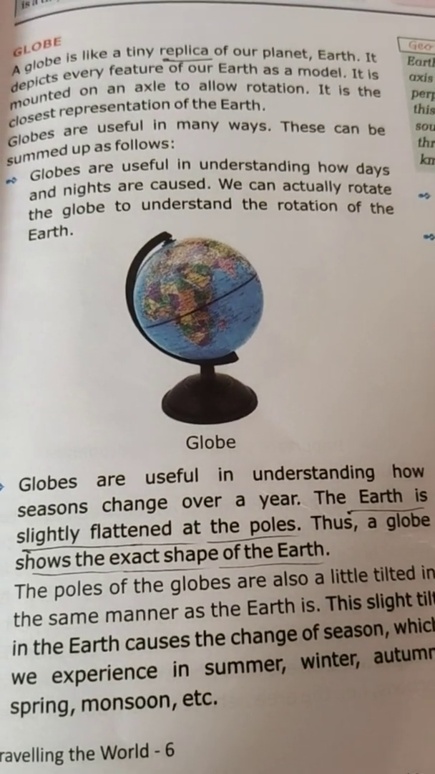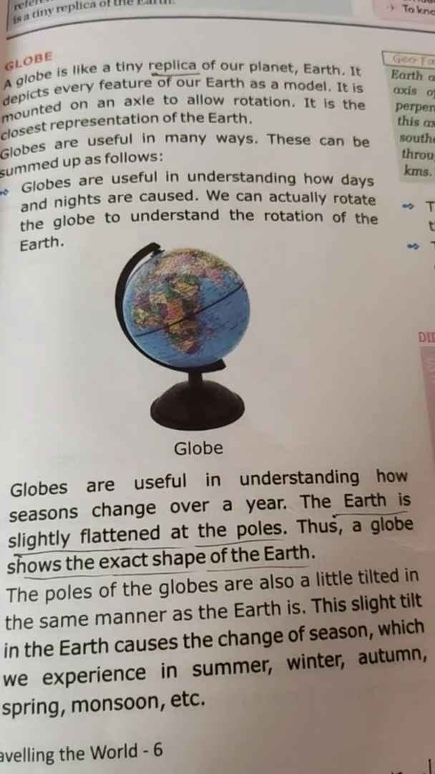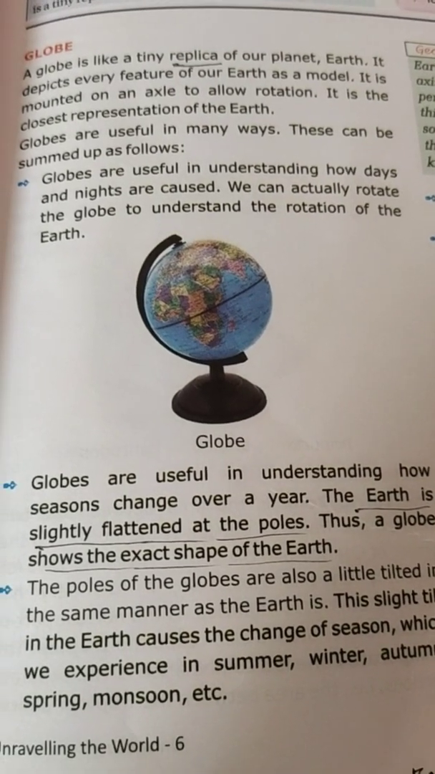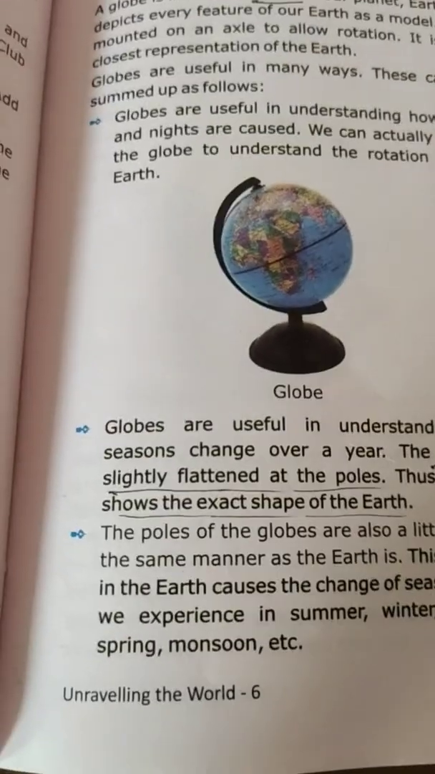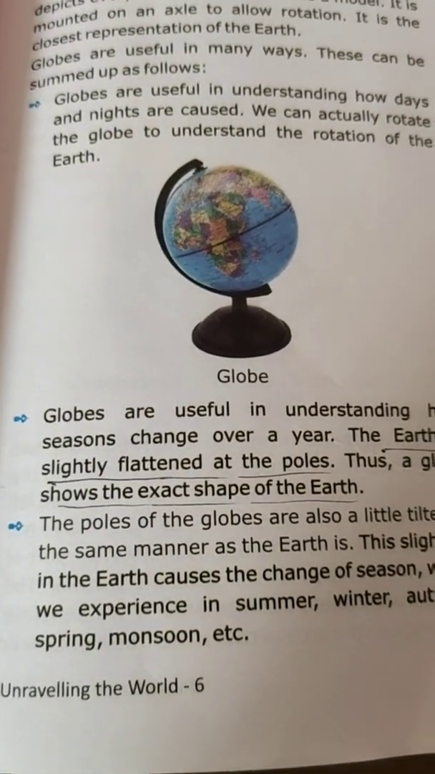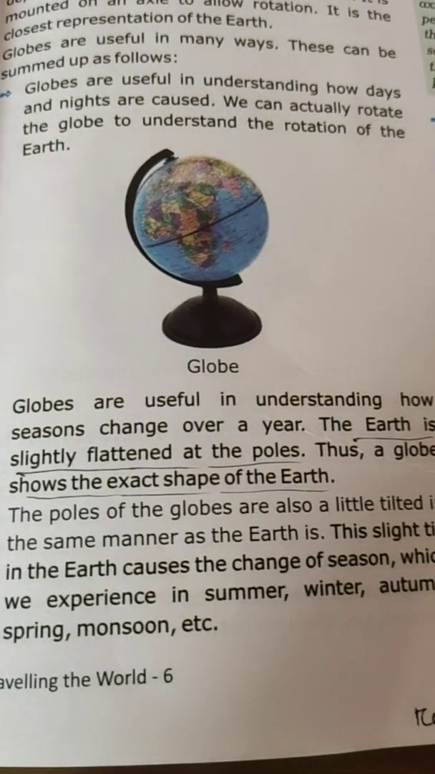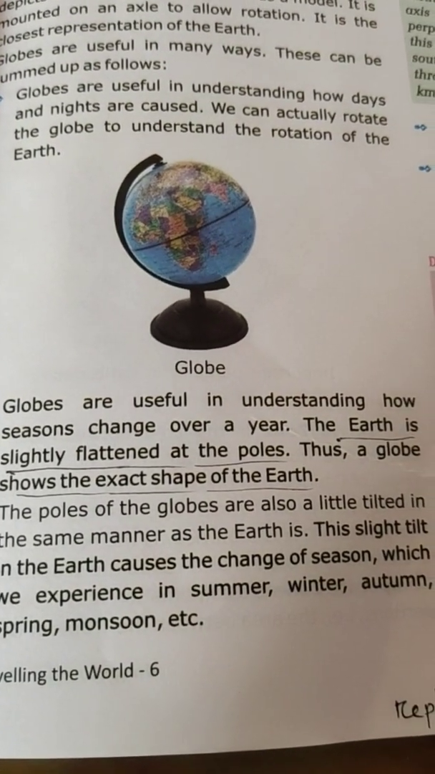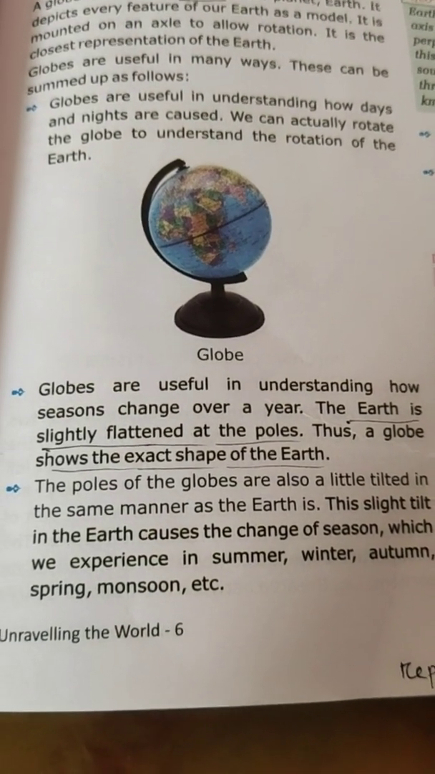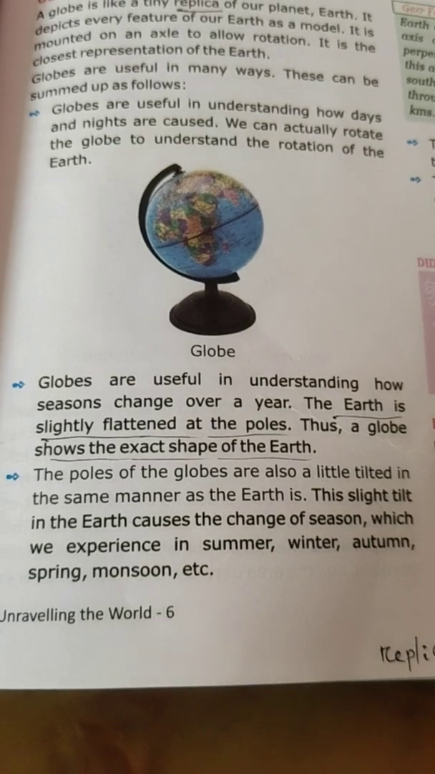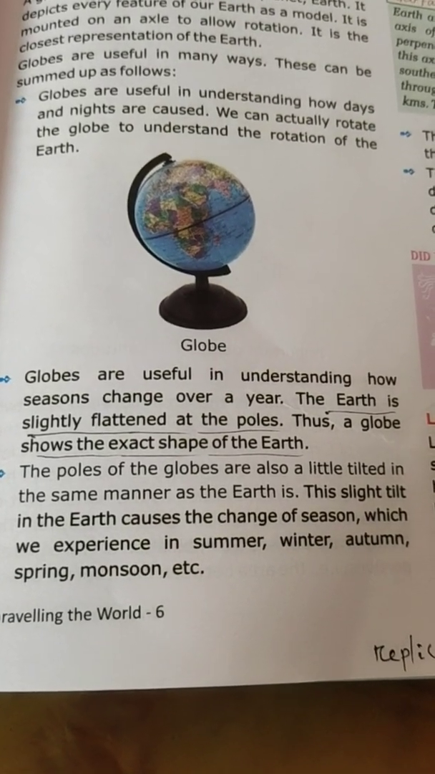The earth is slightly flattened at the poles. Thus, a globe shows the exact shape of the earth. Thirdly, the poles of the globes are also a little tilted in the same manner as the earth is. This slight tilt in the earth causes the change of season, which we experience in summer, winter, autumn, spring, monsoon, etc.